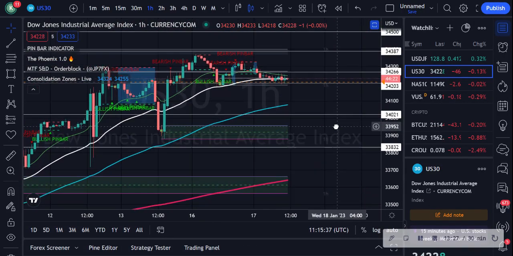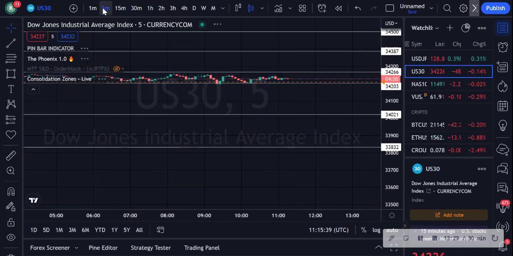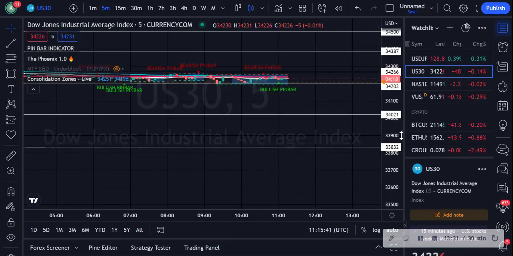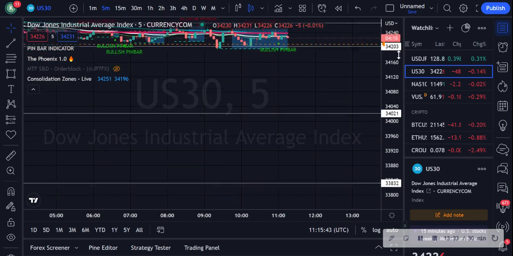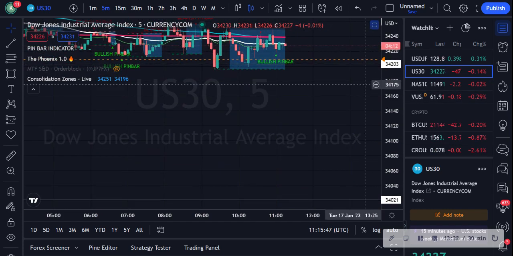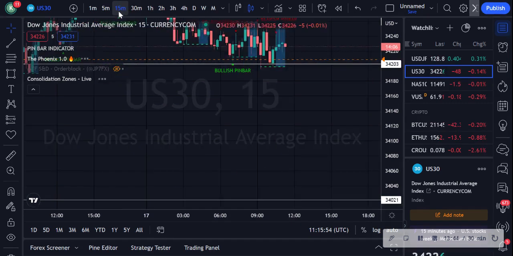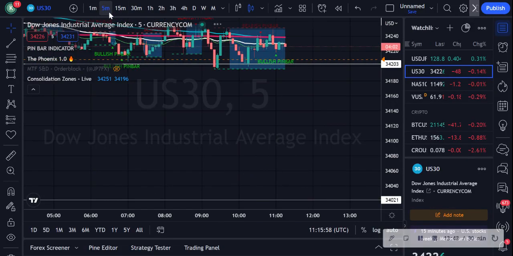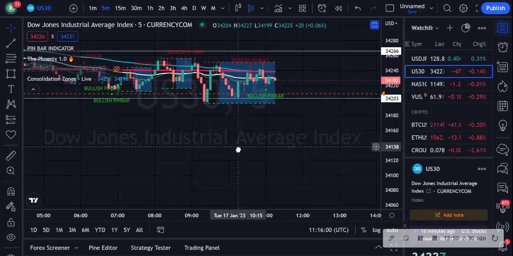This is what I feel, and I'm just going to drop it to the 5 minutes. We are currently consolidating, but we are on a sell momentum here. You can see the 200 moving average is at the top. So I am just going to wait for a bearish, and then I'm going to go and enter for a sell. The bearish momentum on a 15 minutes is a buy, but let's just stick to the 5 minutes for now.